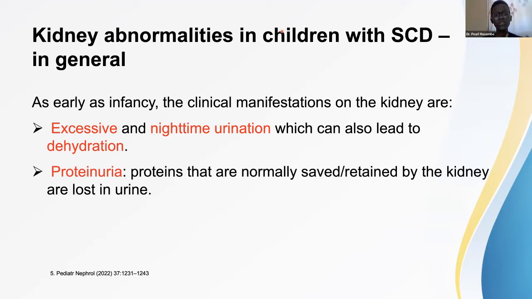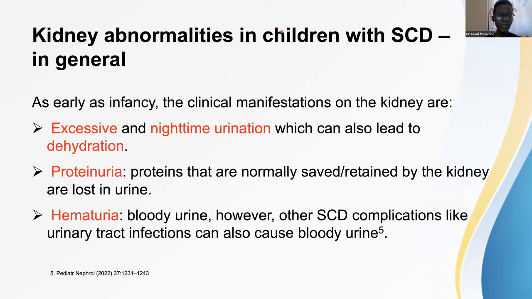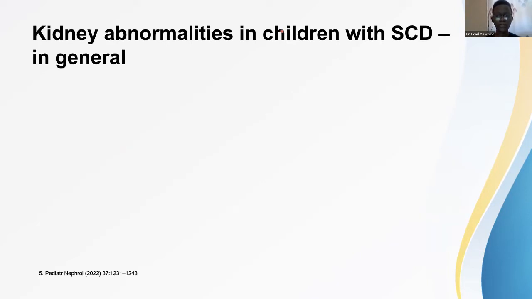Also proteinuria, since your kidney normally saves and retains important proteins, these can be lost in the urine when you have sickle cell disease. Also hematuria, which is bloody urine, like you have blood in your urine. However, some other complications of sickle cell disease, like urinary tract infections, can also cause this kidney abnormality.